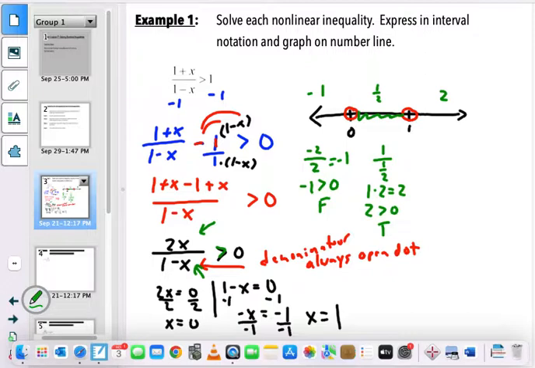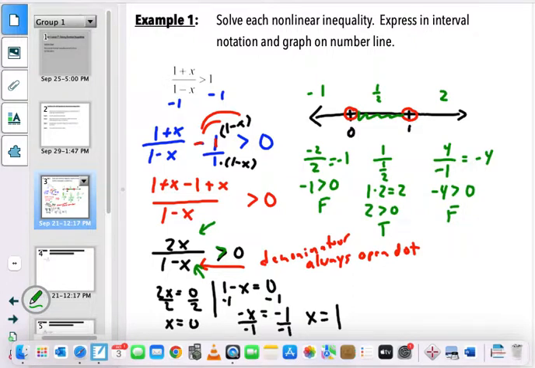So now let's test 2. Up in the numerator, 2 times 2 there is 4. Down in the denominator, 1 minus 2 there is negative 1. 4 divided by negative 1 there is negative 4. Is negative 4 greater than 0? No, that's false. So we're not going to shade in that section.